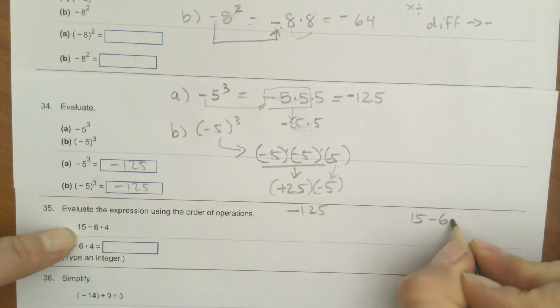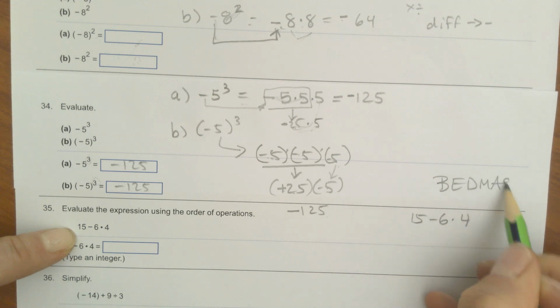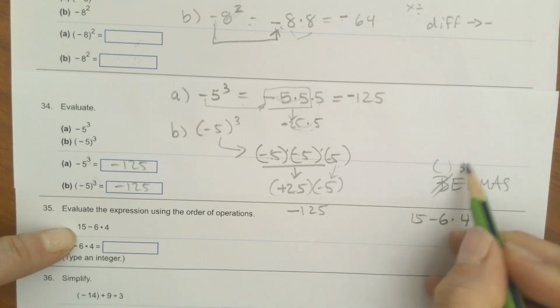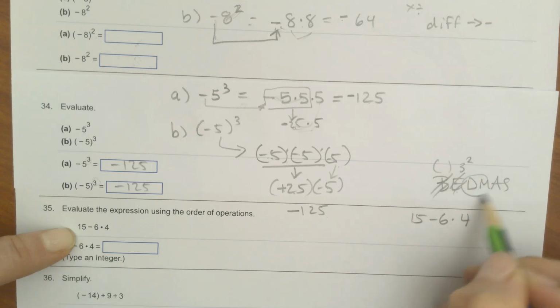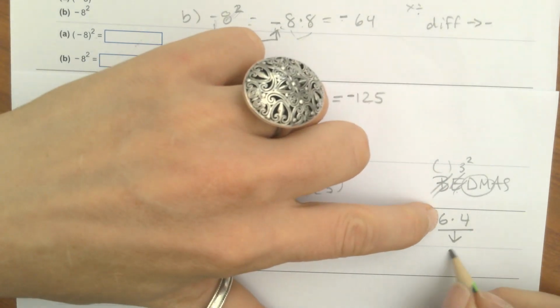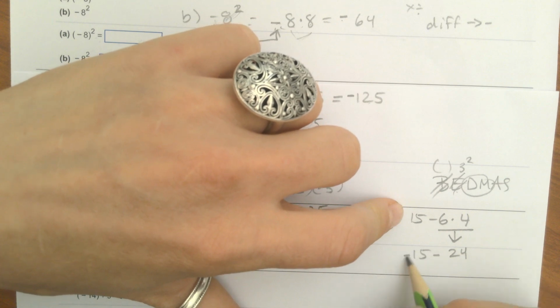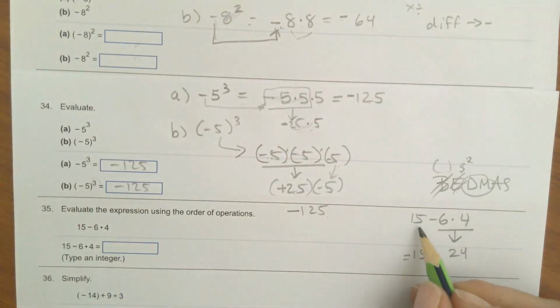Okay, let's write this over here. 15 subtract 6 times 4. We have to use the BEDMAS rules. Are there any brackets? Nope. Any exponents? Nope. Divide, multiply? Yes. So this goes first. So 6 times 4 is 24, and then copy everything exactly the same as if you're a photocopier. 15, subtract, and then 15 subtract 24.